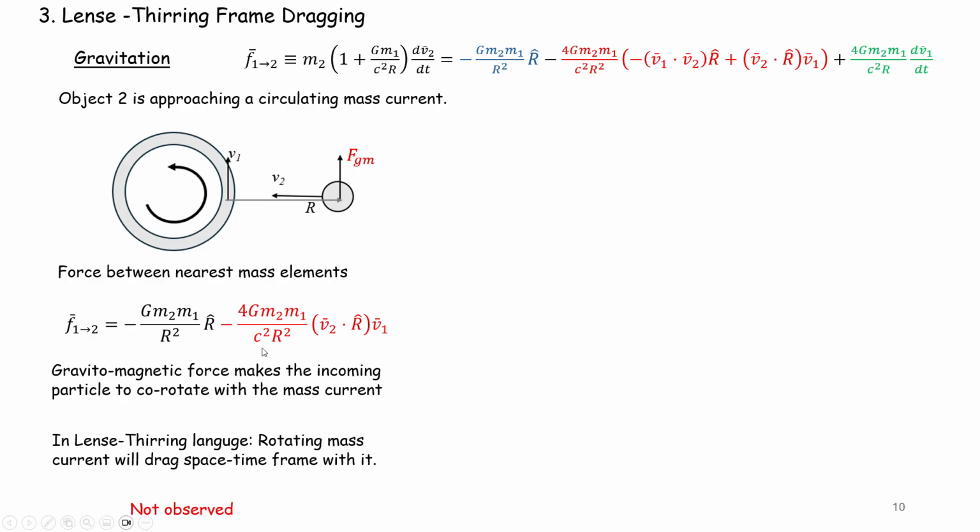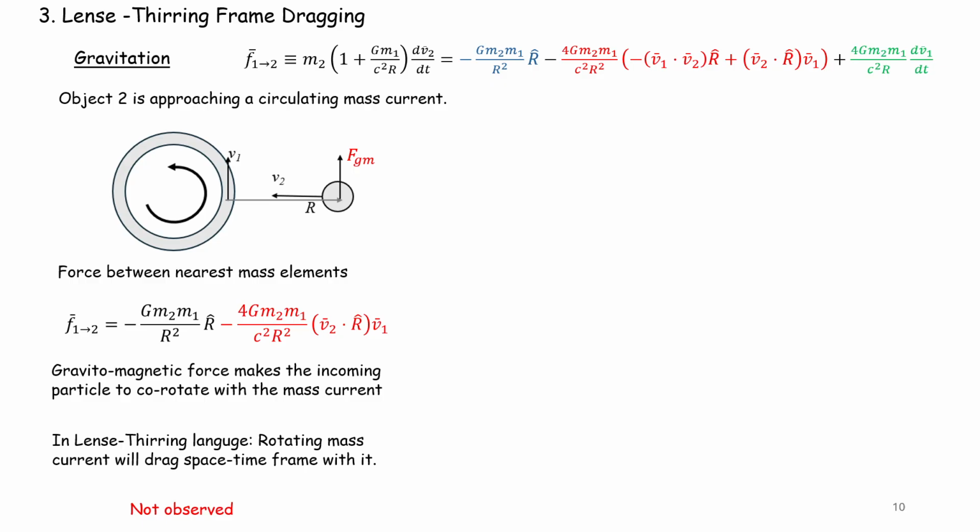Then we see this magnetic formula, since V2 and R are oppositely directed, this will give a negative sign. And together with that negative sign there, we get a force in the direction of the mass element number 1 here, so in the direction of this velocity, v1. So that will give this effect that the Lense-Thirring calls frame dragging. The object will start to co-rotate with the mass current. So that is what happens.